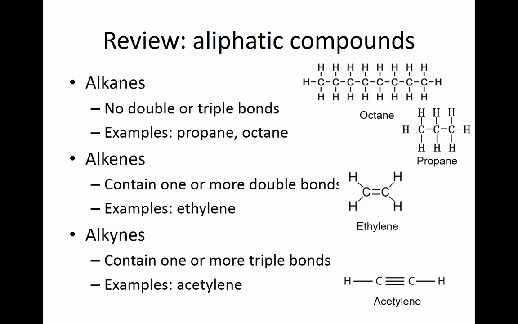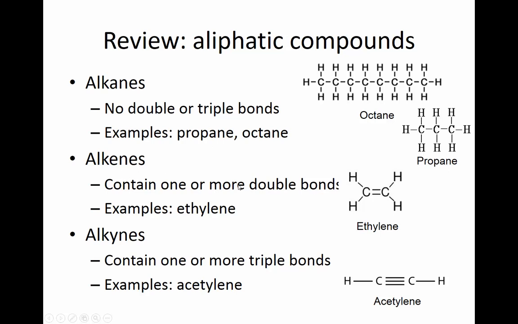Okay, so first we've gone over some of the compounds that you will run into when we're doing organic chemistry. So let's review some of these compounds. First we'll start with these aliphatic compounds, and they are the alkanes, alkenes, and alkynes. What's up with alkanes? Well, they only have single carbon-carbon bonds, no double or triple bonds. And some good examples are octane, found in gasoline, and propane, found in your gas grill.